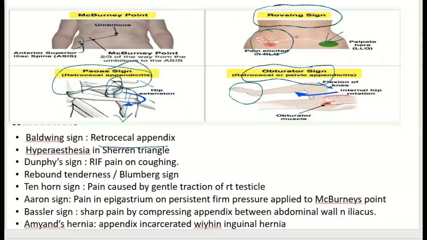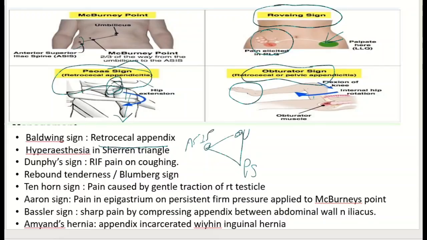Next, hyperesthesia in Sherren's triangle. So what is Sherren's triangle? See in this diagram, this is the umbilicus, this is the anterosuperior iliac spine, and here will be somewhere the pubic symphysis. So these 3 points make Sherren's triangle: umbilicus, anterosuperior iliac spine and pubic symphysis. Dunphy's sign means right iliac fossa pain on coughing.